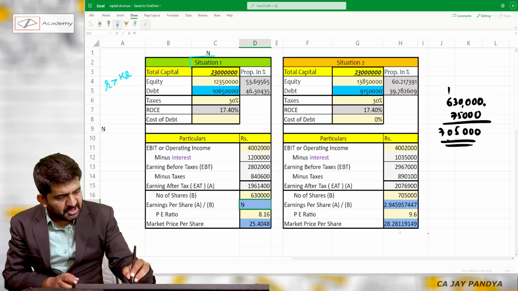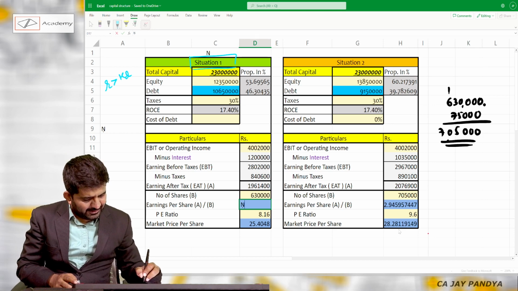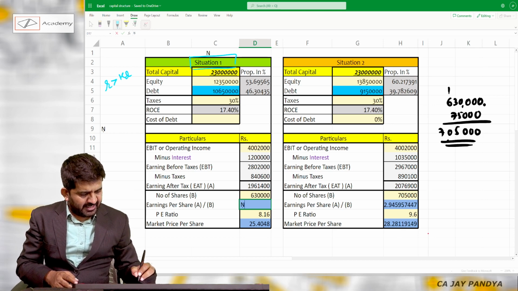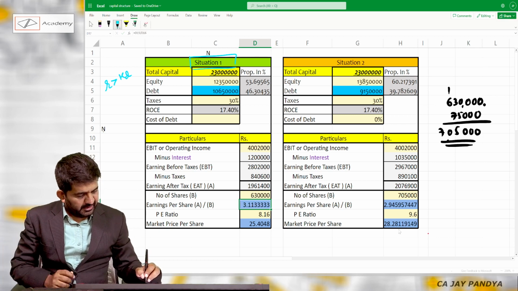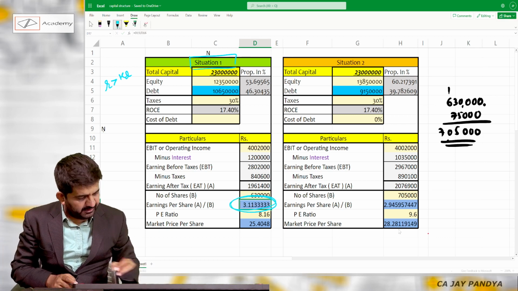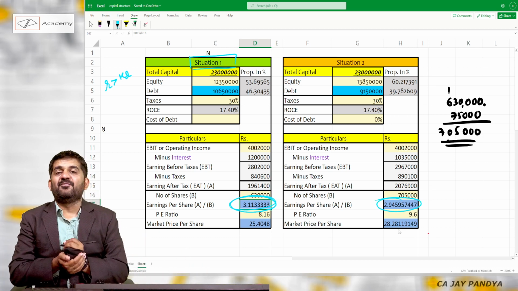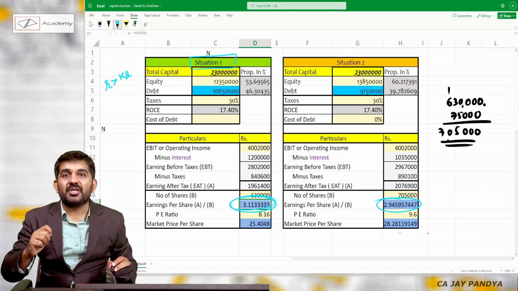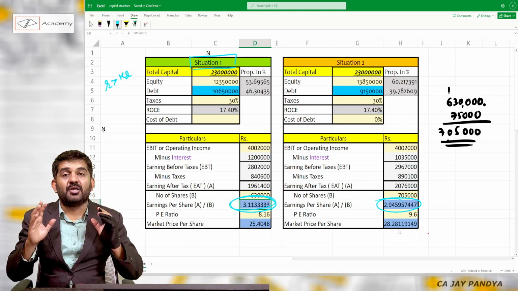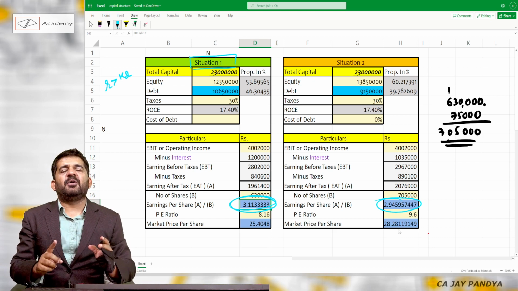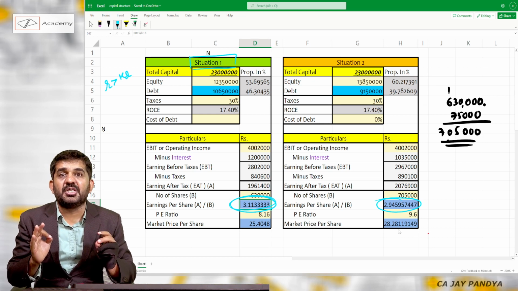In situation number 1, it is a risky plan. You will see that your earning per share is 3.11, and in option number 2 it is only 2.94. So EPS in plan number 1 is higher. Our trading on equity will always work. If there is a favorable leverage, your EPS will be higher in a higher risky plan.